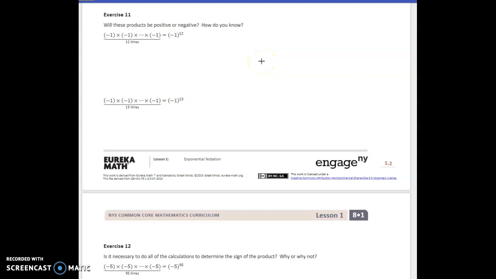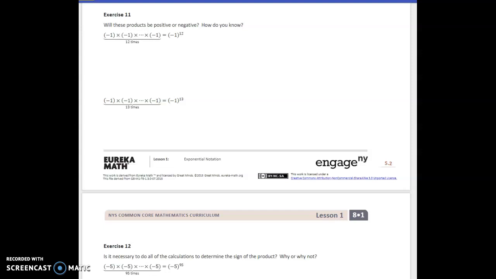Continuing our lesson on exponential notation, we're going to change gears a little bit. We're not going to be so concerned with writing it in exponential, expanded, or standard form, but we're going to try to decipher what type of answers we're going to have. Here's what I mean by that. Look at exercise 11. It says, will these products, remember, the product is the answer to a multiplication problem, be positive or negative? And then we'll come back to the how do you know.